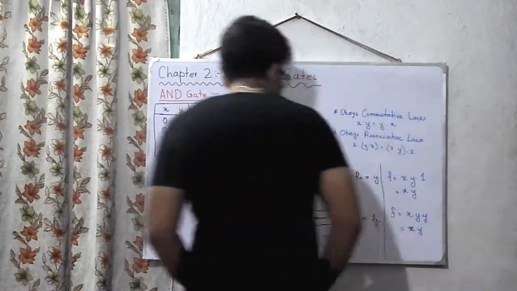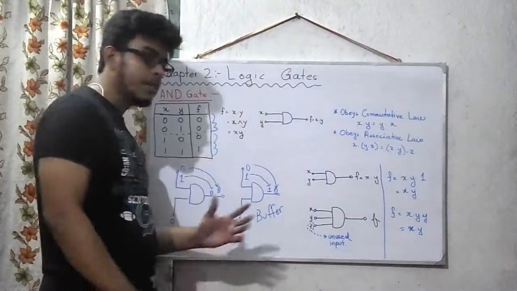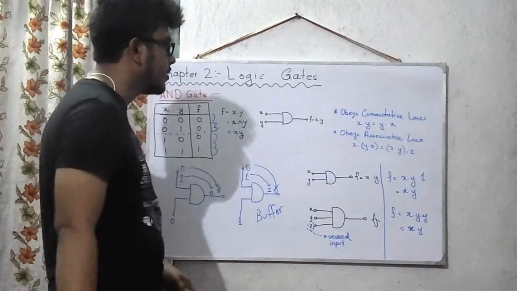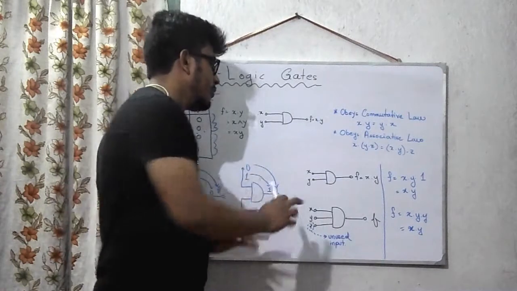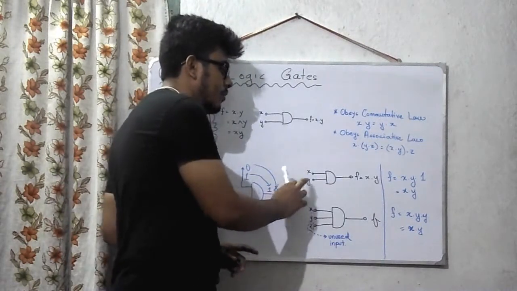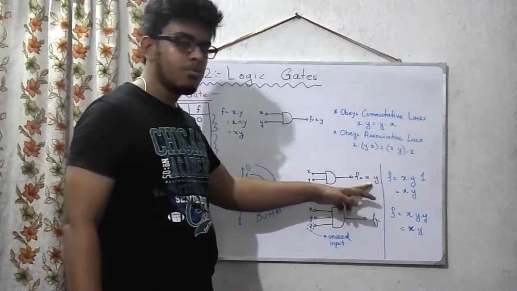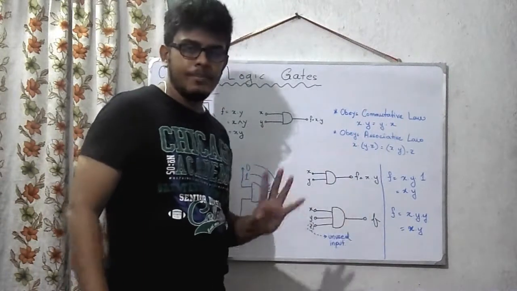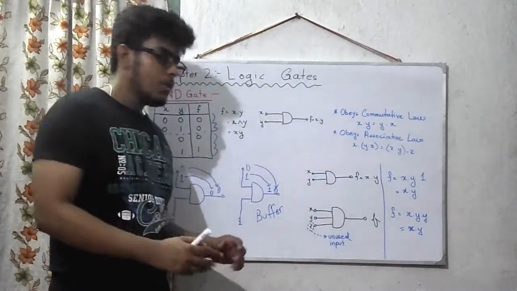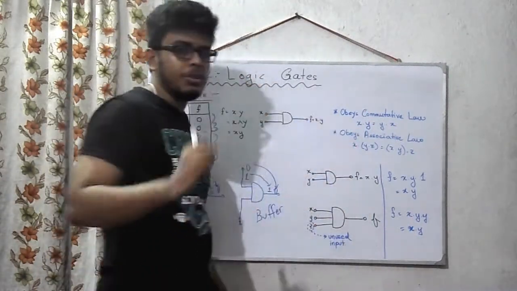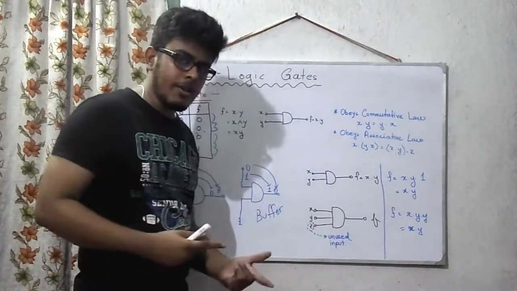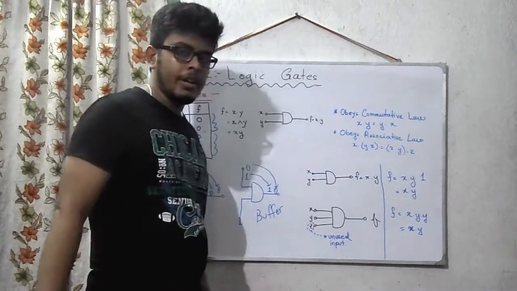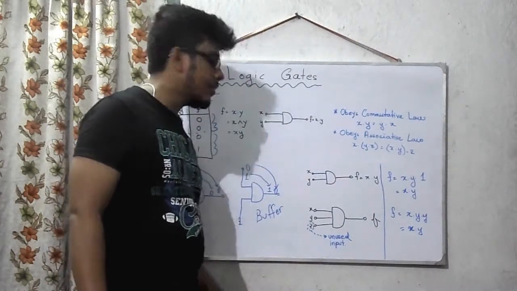And now another important interview question is something like this: you have a two input AND gate, with inputs x and y. What are you going to get in the output? You're going to get x dot y as the output. Now you have a three input AND gate with you, and you have to use it in such a way that it acts as a two input AND gate.